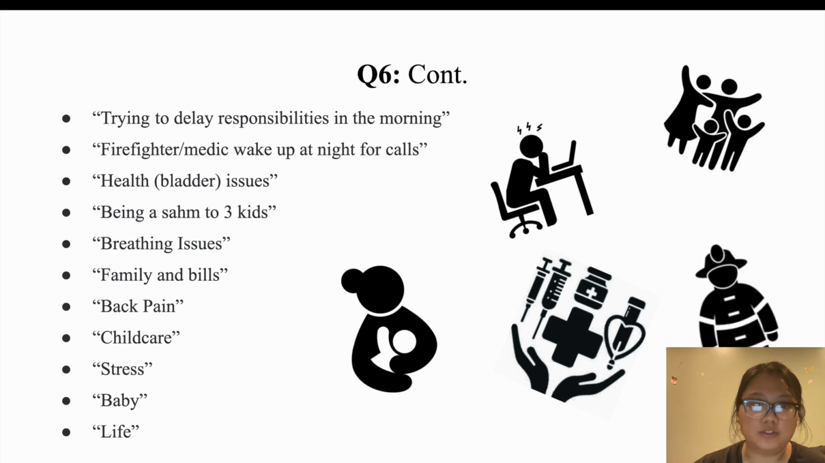Question 6 continued. These were the answers that people put when they chose the others. And some of these are trying to delay responsibilities in the morning, firefighter/medic, wake up at night for calls, health, bladder issues, being a stay-at-home mom to 3 kids, breathing issues, family and bills, back pain, childcare, stress, baby, and life. You can see there are recurring themes here, which are work, health issues, and family, and also mental health, which is stress and all that.